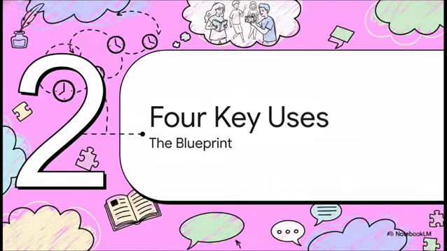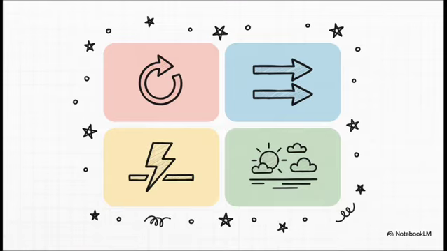Okay, so we've got the basic formula. Now let's get to the fun stuff, the blueprint for actually using it. We're going to check out the 4 main situations where this tense really shines. So here they are, the big 4. We're talking about an ongoing action. 2 things happening at the same time. An interrupted action, that one's a biggie, and my personal favorite, setting the scene for a great story.